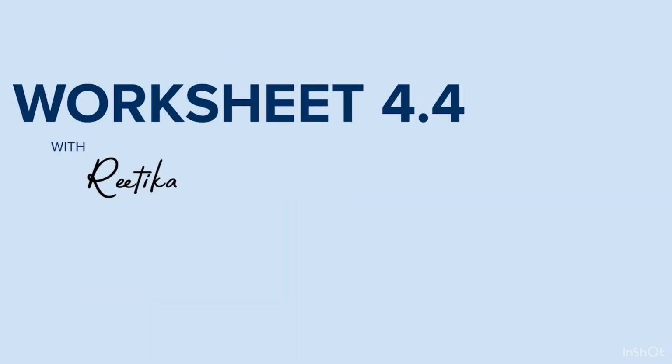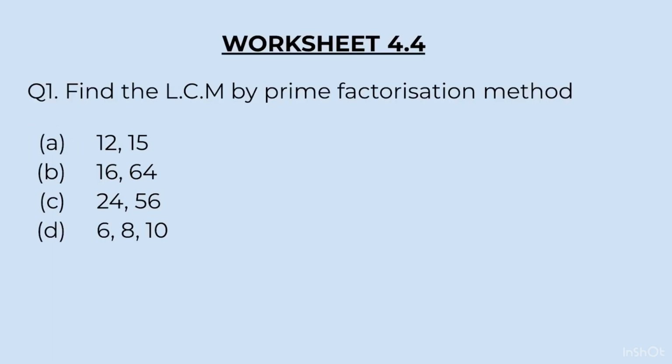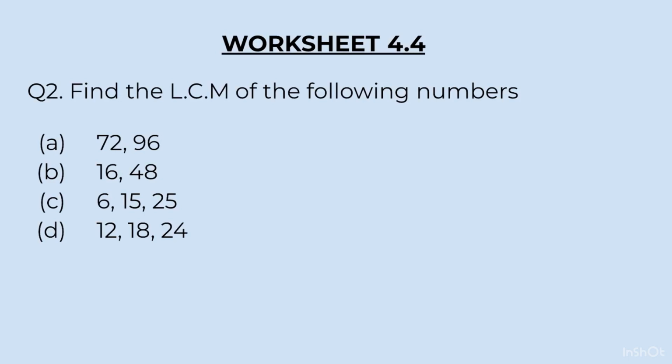Now we are all ready to do a worksheet on LCM. Worksheet 4.4. Question 1. Find the LCM by prime factorization method. A. 12 and 15. B. 16 and 64. C. 24 and 56. D. 6, 8 and 10. Find the LCM of the following numbers. A. 72 and 96. B. 16 and 48. C. 6 and 15 and 25. D. 12, 18 and 24. And here you will be using the division method.